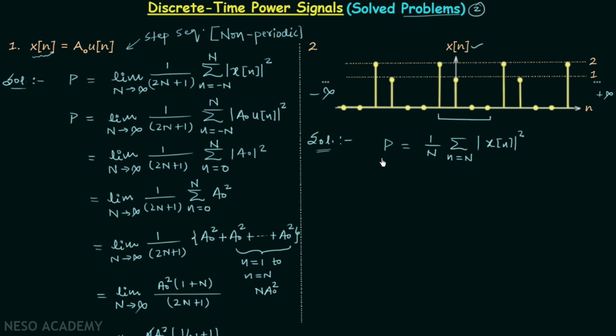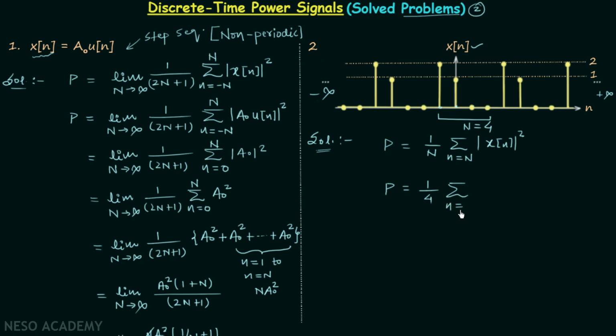This is the formula of average power for periodic signals, and from the waveform it is clear that N is equal to 4. You can see that 1, 2, 3, 4. There are 4 samples in the fundamental period. In the next step, we will put the values. In place of N, we will write 4. So we have 1 over 4 summation.